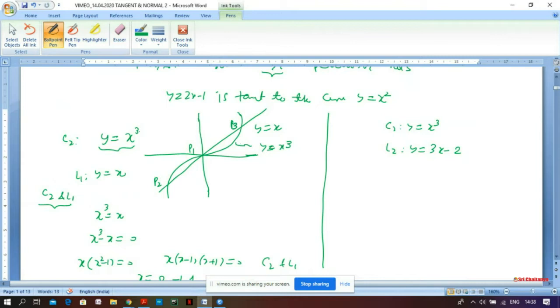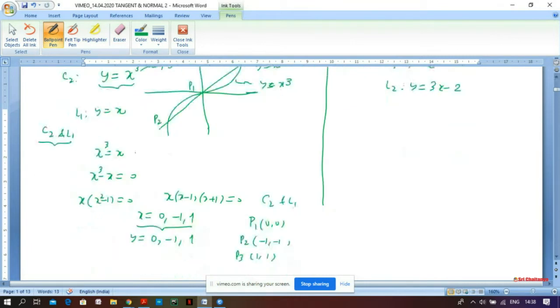Understandable. If this degree is 3, then if you eliminate y between them, you get a polynomial of degree 3 in x. So it has at most 3 real roots. In this case, because the coefficients are such, you get exactly 3 real roots and all roots are distinct. So you get 3 real and distinct roots, and that tells you that the line L1 intersects the curve C2 in 3 distinct points, namely P1, P2, and P3.